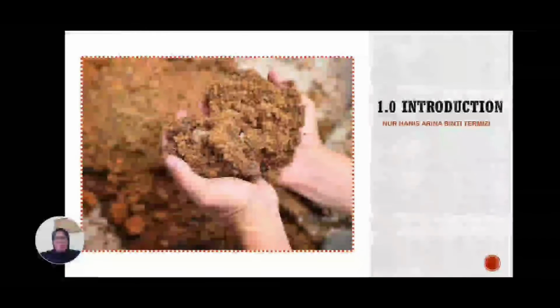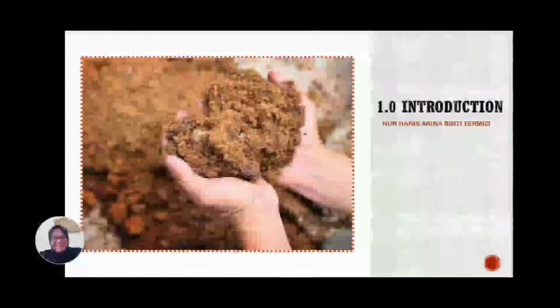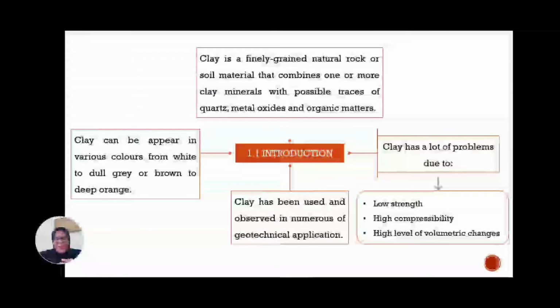In this chapter, I will present what clay is in general and the objective for our project. So clay is a finely grained rock or soil material that combines one or more clay minerals with possible traces of quartz, metal oxides and organic matter. Generally, clay has a lot of problems due to its low strength, high compressibility and high level of volumetric change. In geotechnical engineering, clay has been used and observed in numerous geotechnical applications, and clay can appear in various colors from white to dull grey or brown to deep orange.